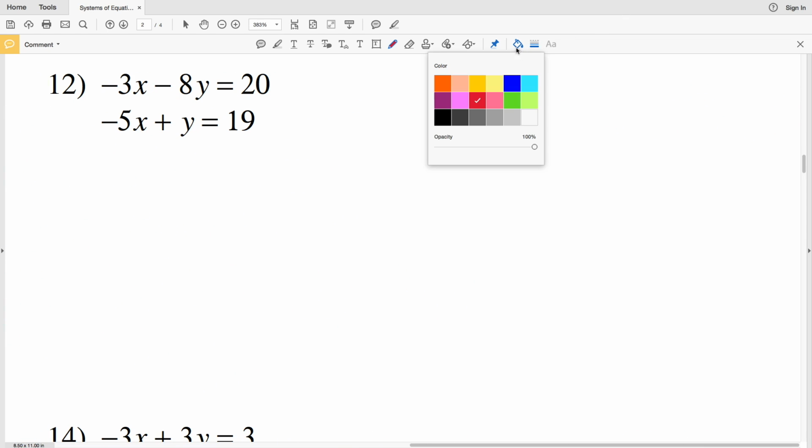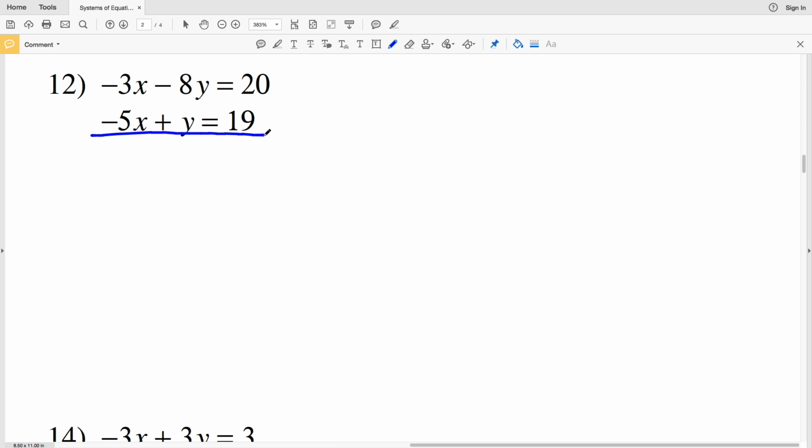And number 12, I'll utilize the second equation and isolate my y on one side of that. So I'll add 5x to both sides to get that y is equal to 19 plus 5x. And the reason I'm using my second equation this time is because I have a single y, one y, a single variable that I can rewrite the equation in one easy step.